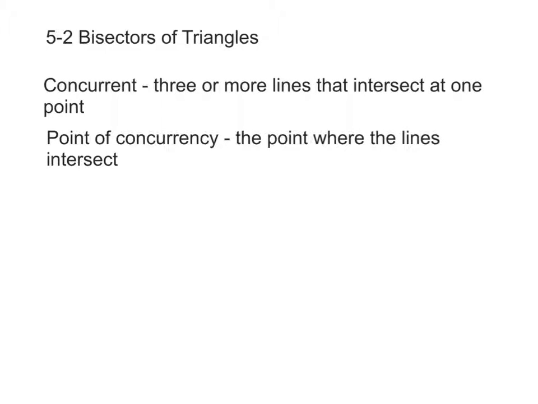Okay, this is 5-2, bisectors of triangles. There's two vocab words, concurrent, which means 3 or more lines that intersect. So here's an example. And the point of concurrency is where the lines actually intersect. So the middle point right here, that would be your point of concurrency.